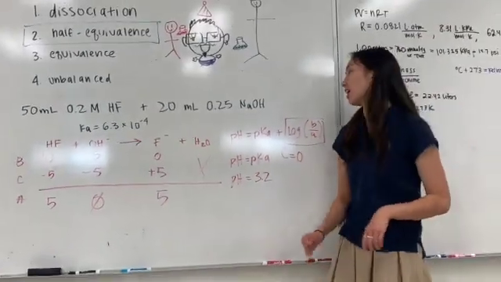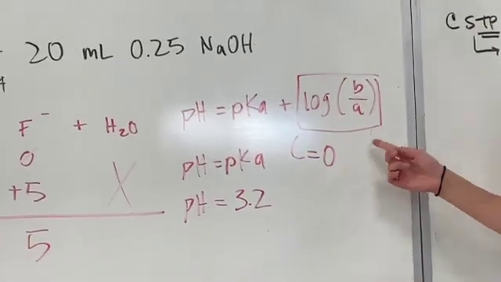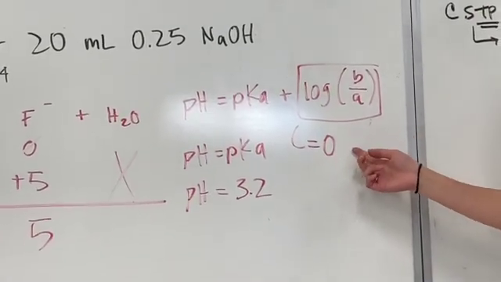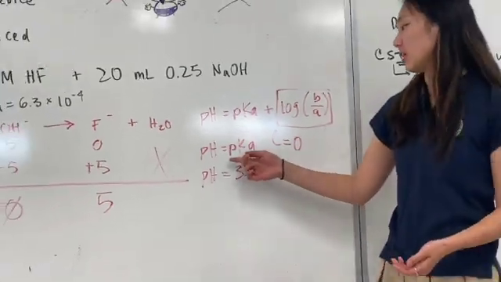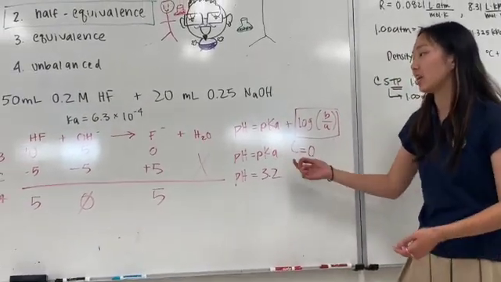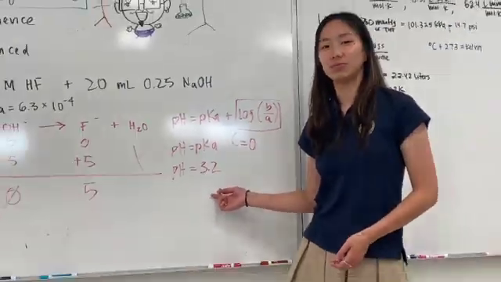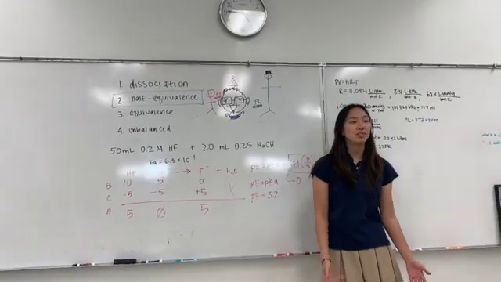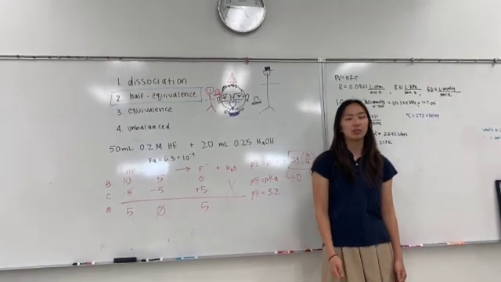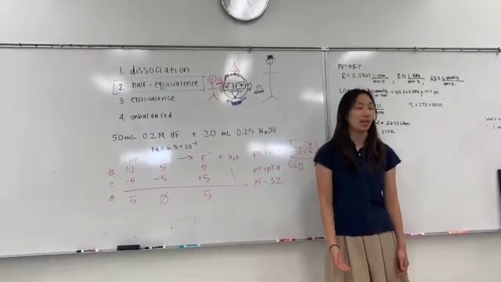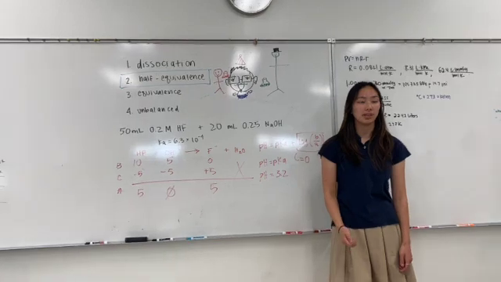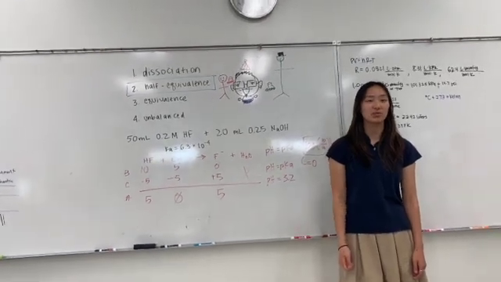When you plug it into Henderson-Hasselbalch, B over A equals 1, and so the log of 1 is 0, and you just have pH equals pKa. You take the negative log of the Ka value, which gives you a pH of 3.2. Just remember, if you see a BCA table and see that it's half equivalence, just go straight to pH equals pKa. This concept will come up again later when we talk about titration curves.